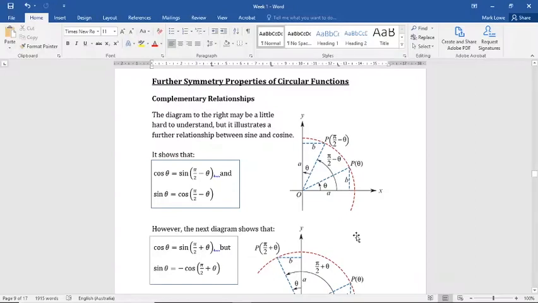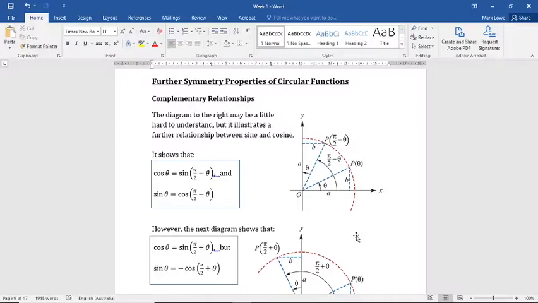So what we'll do now is just try and expand a little bit on some of these symmetry properties. And what we're looking at now are complementary relationships, just comparing the values of sine theta with cos theta. Now, when we're talking about complementary relationships, we think of complementary angles as angles that add up to 90 degrees.